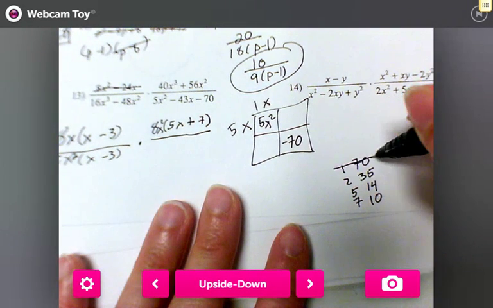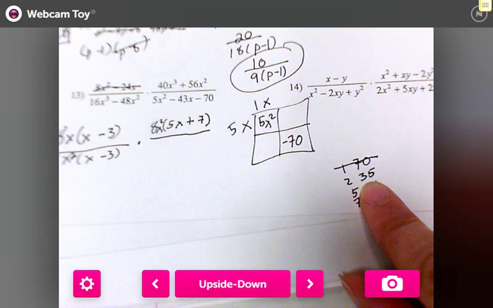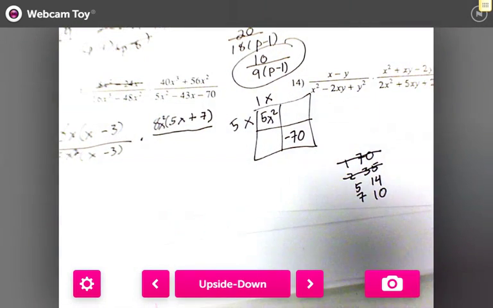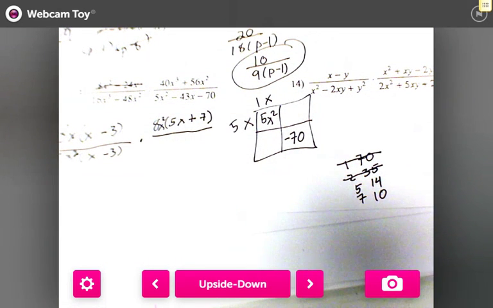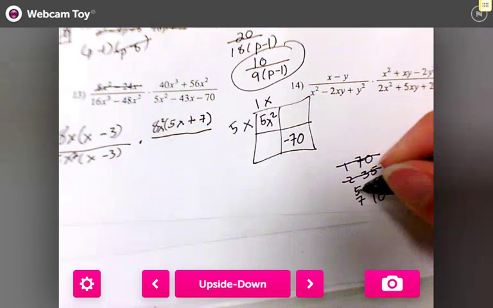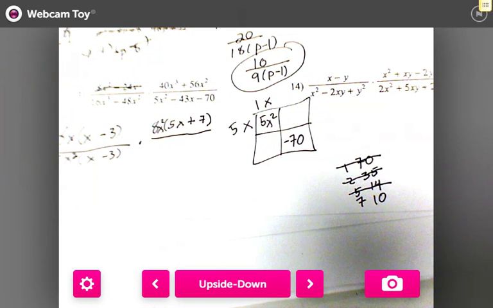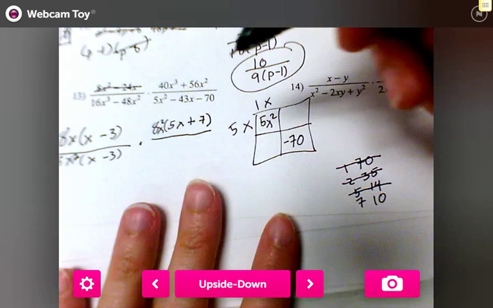All right, 2 times 5 is 10, but 10 plus 35 is going to give me 45, so that's not going to work. 5 times 5 is 25, 25 plus 14 gives me 39, so that's not going to work. 5 times 7 gives me 35 plus 10. Oh, you know what I'm not thinking of? That this is a negative.